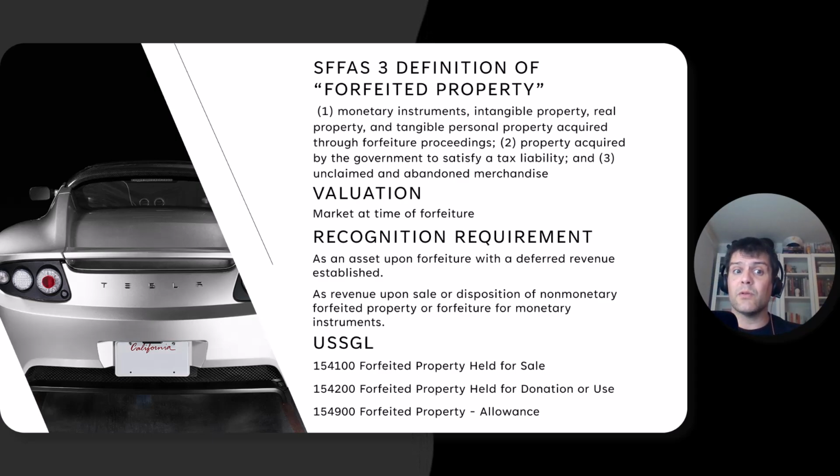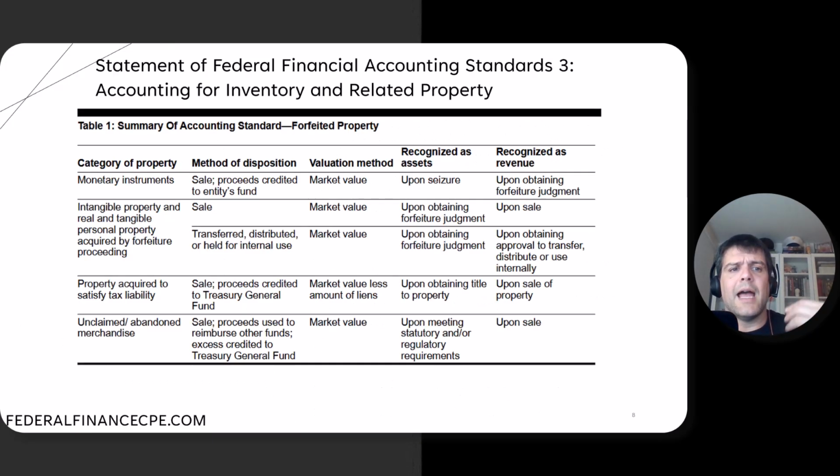Now, for forfeited property, we only have three USSGLs that deal with forfeited property. The first one is forfeited property held for sale. Second is for donation or use. And the third one is an allowance for your forfeited property. Now, when we talk about how your forfeited property is going to be valued, I just wanted to show this table, which is really useful, and it is from SFFAS 3. It shows the different categories of property, the method of disposition, and the valuation method, which for everything is more or less going to be market value, and then you're going to be recognizing it as revenue upon sale. If it's a monetary instrument, it's actually when it's forfeited, because it's monetary, so you get it then. Or when you transfer or distribute it internally.